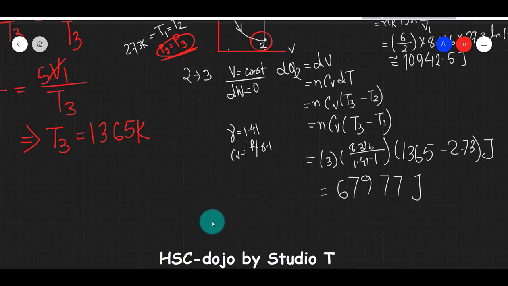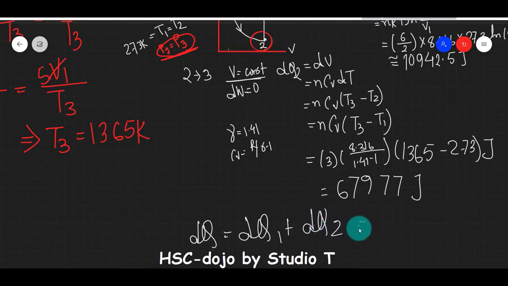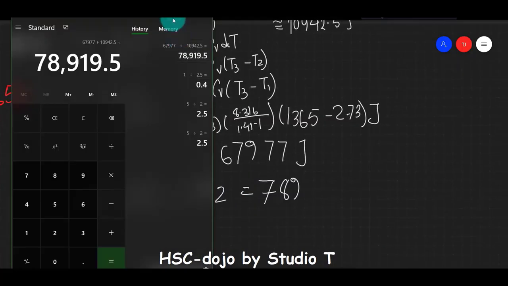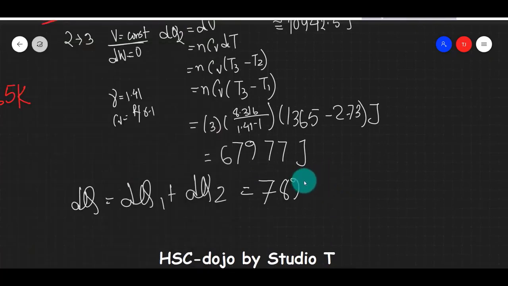So here the answer comes out to be 67977 joule. So total heat exchanged is dQ1 plus dQ2. We get that is our answer.